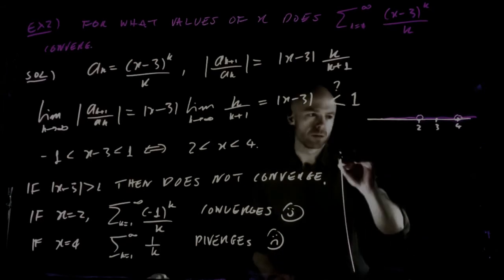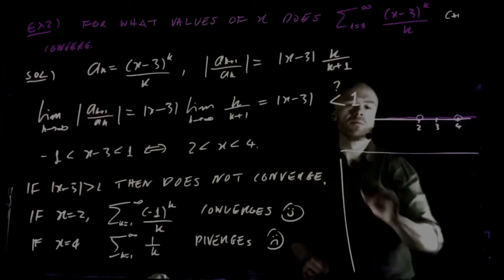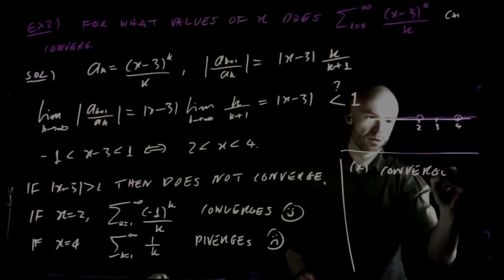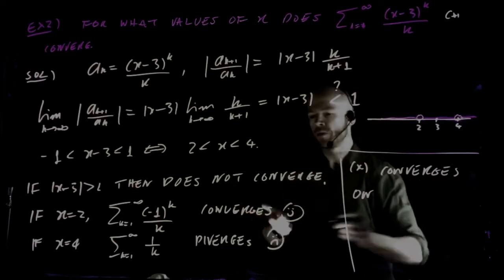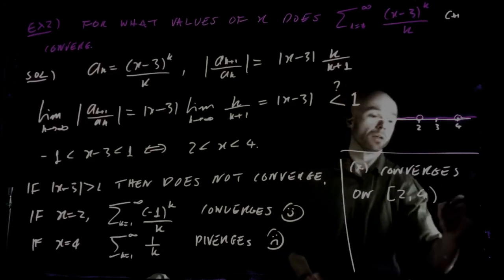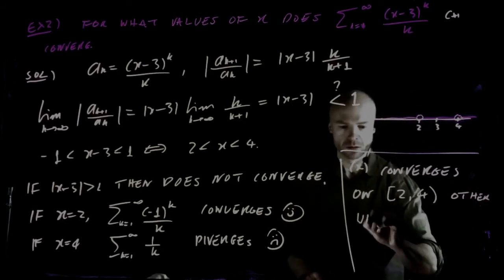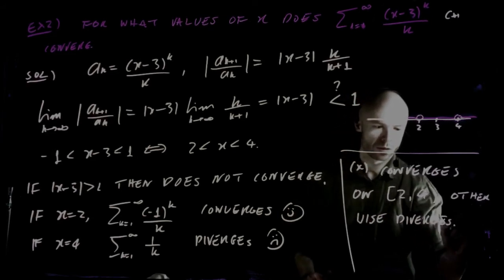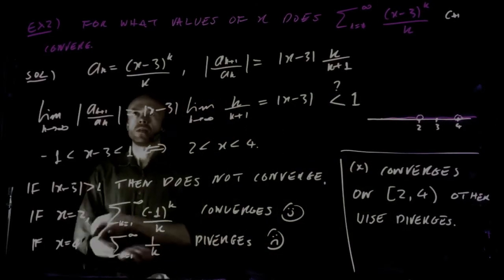So therefore, we can finally answer this question. This series, call this thing star, converges on this half open interval. So it'd be like this. Okay? Otherwise it diverges. Cool. So that is our second example.